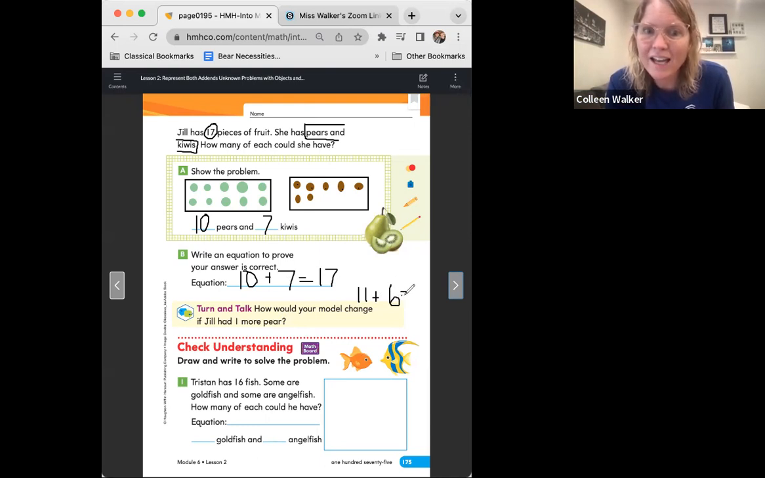Awesome. So that is how our numbers, our model would have to change, right? If we had one more pear, we'd have to have one less kiwi to have our addends still add up to 17. Well, friends, you did so awesome.